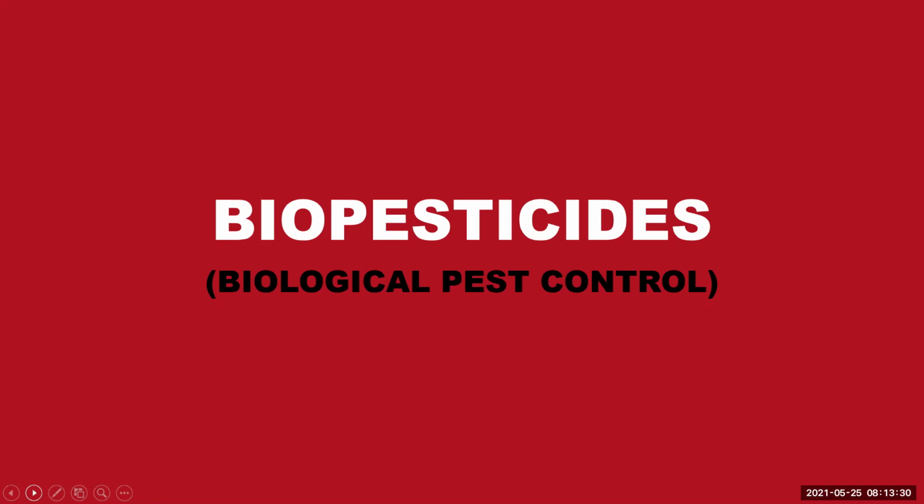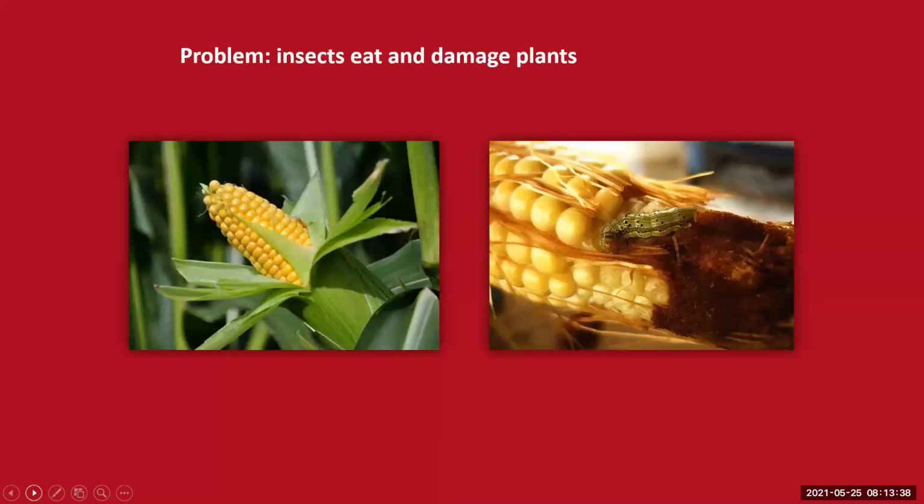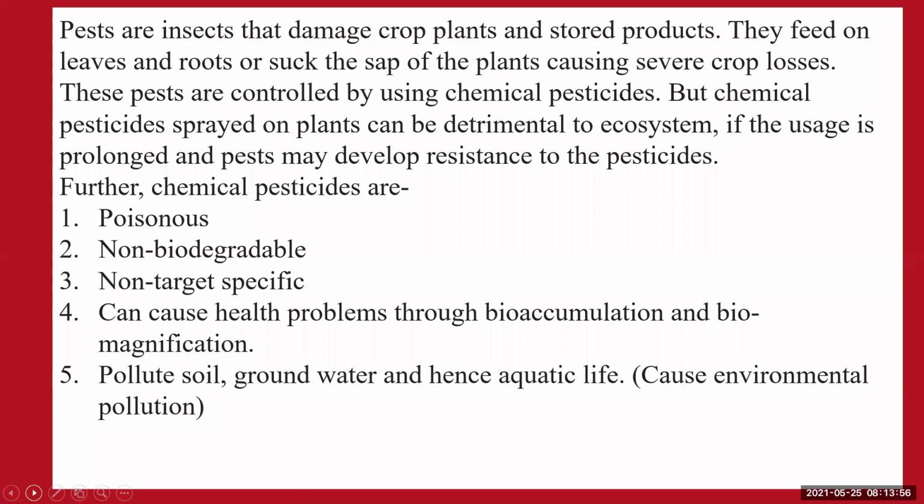Let us discuss biopesticides today. Biopesticides are used for biological pest control. Now, all of you know what pests are. Insect pests are those which damage the crop and reduce the agricultural produce. They adversely affect the agricultural product. They destroy the leaves or the fruits and at the same time cause huge economic losses.